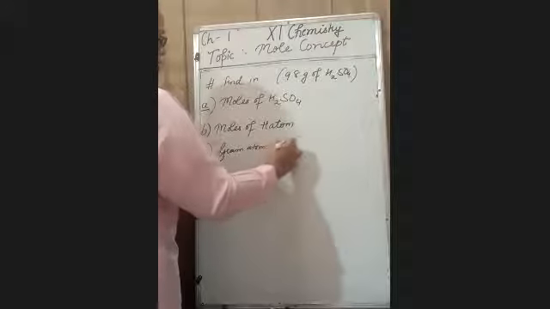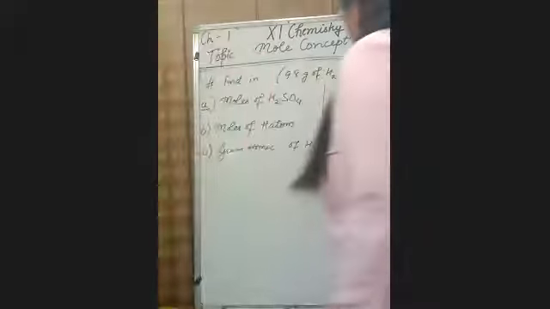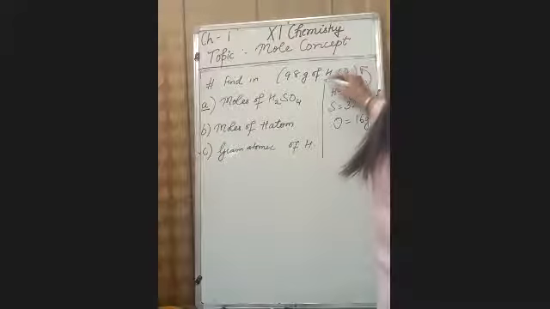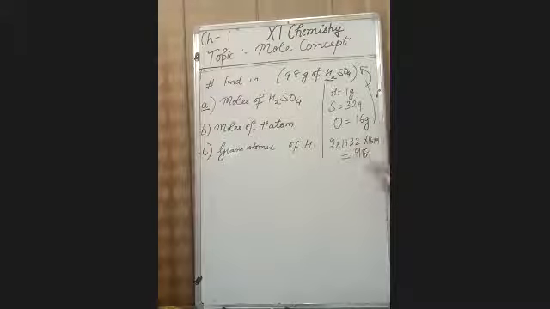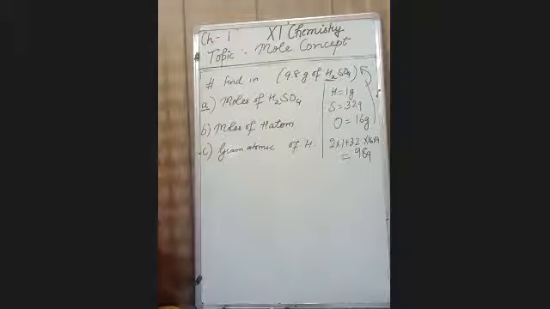atomic mass of hydrogen. See, the atomic mass of hydrogen is 1 gram, sulfur is 32 gram, and oxygen is 16 gram. First calculate its molar mass. 2 into 1 plus 32 plus 16 into 4, that comes out to be 98 gram per mole. So first you have to calculate the moles of H2SO4. First solve it and message me. I will see who will send me first.